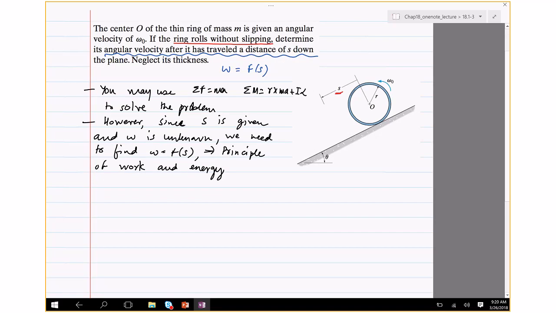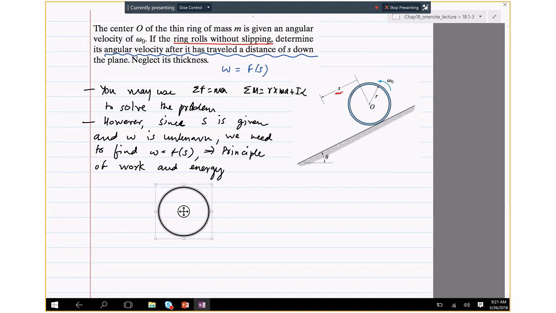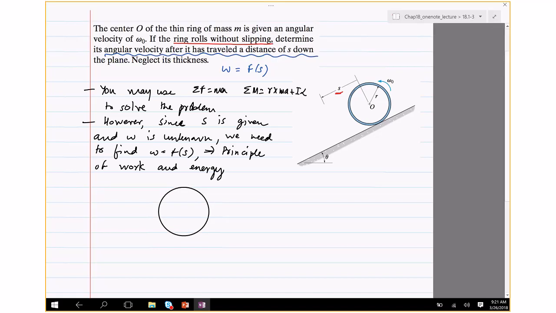Okay, so let me start off with the free body diagram as usual. The only reason I do that is because eventually I'll have to find the work done. I cannot find the work done unless I know the forces acting on the ring. So set up the free body diagram first. There's mg, there's going to be a friction force, there's going to be a normal force, and that's about it.